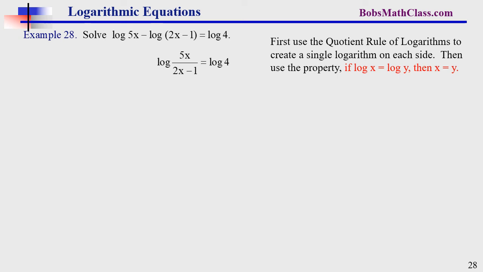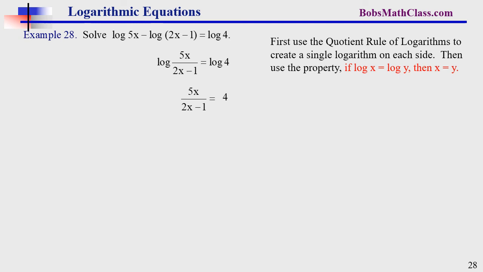Again, we have log on both sides. So since we have that, that means our two results must equal. Some teachers will show students to cross out the logs. It's okay. It's not really technically correct, but it's okay. So now we have 5x over 2x minus 1 equals 4.